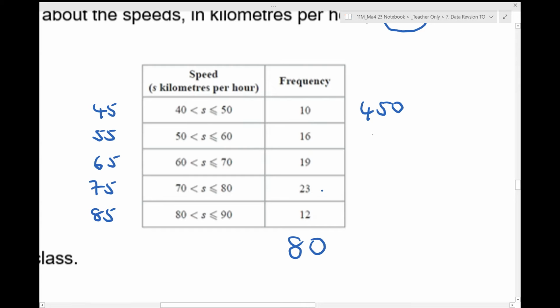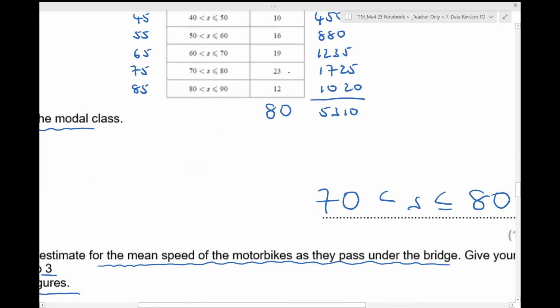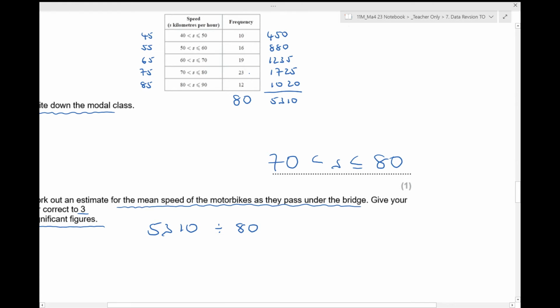45 times 10. 55 times 16. 65 times 19. 75 times 23. And 85 times 12. Multiply, add. 5,310. And so to find out the mean, I'm going to divide the total of all the speeds by the number of motorbikes there were. 5,310 divided by 80 gives me a mean speed of 66.375.